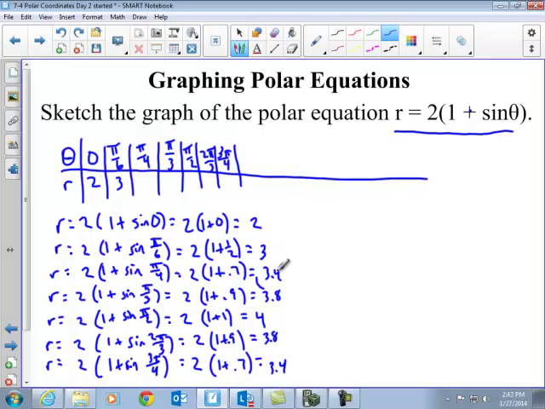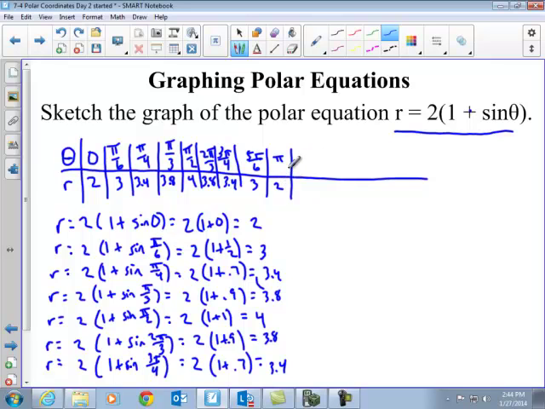So I'm going to fill these values in. Here for pi over 4, I had 3.4. At pi over 3, I had 3.8. At pi over 2, it was 4. Then this is where it started going back down. This is 3.8. This was 3.4. And then the next one would be 5 pi over 6. That r value would be 3. And then when we get to pi, that r value will be 2.